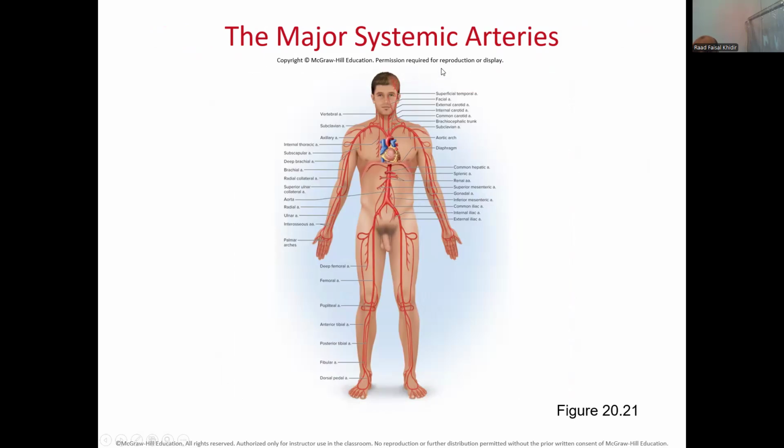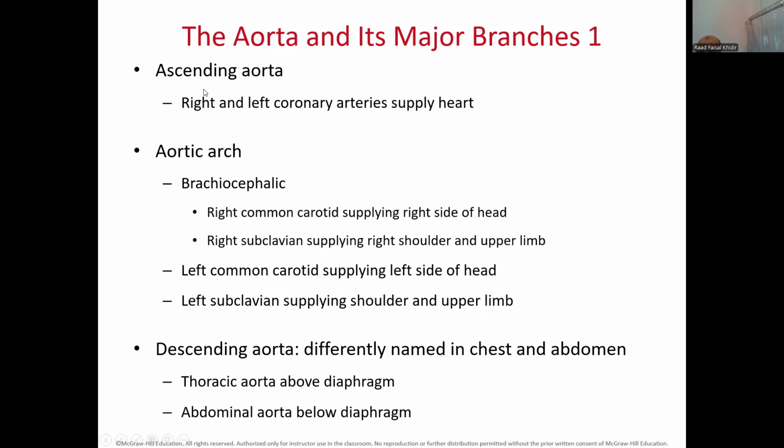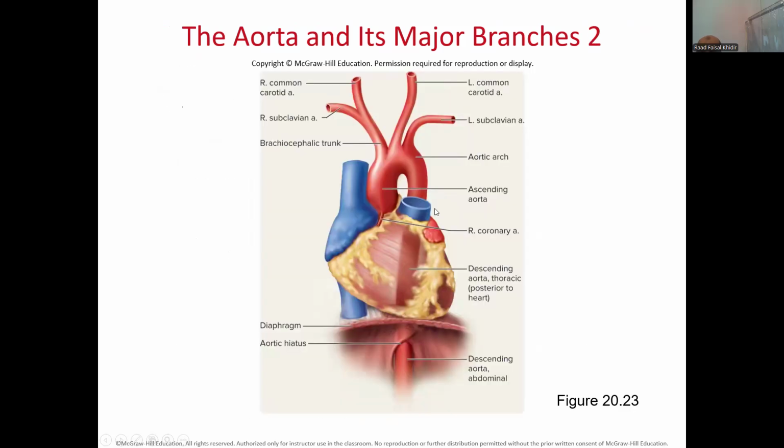That shows you the major systemic arteries. And we see here the aorta, subclavian, the vertebral arteries, and the internal thoracic. And this is the ascending aorta, the aortic arch. So that shows you the aortic arch, and you have 3 branches. That's the brachiocephalic trunk, which will give you the right subclavian and right common carotid. In the middle, you have the left common carotid, and then you have the left subclavian.